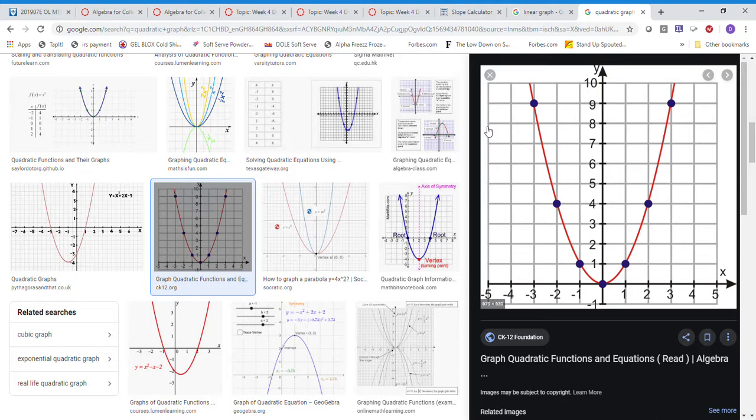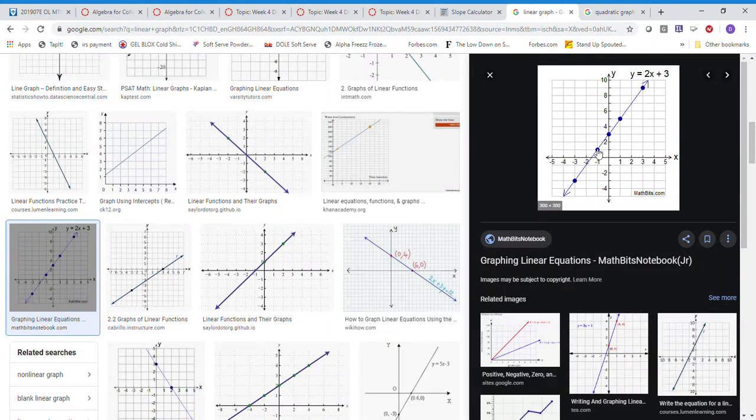A nonlinear equation would be an equation whose graph is not a straight line, like this parabola that you see on your screen. So what I'm asking is for you to pick 4 points on this parabola, 4 different points, and then pick 4 different points on this graph.